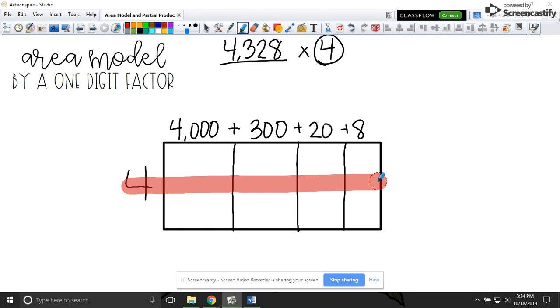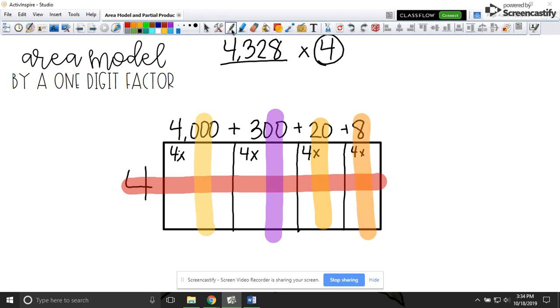So it's kind of like a grown-up array. So here we're going to put 4 times, 4 times, 4 times, 4 times. Now we drop our other factors down into the boxes that they belong to. So in this box, we'll have 4 times 4,000, 4 times 300, 4 times 20, and 4 times 8.